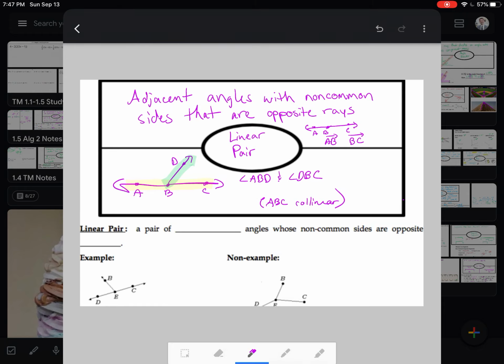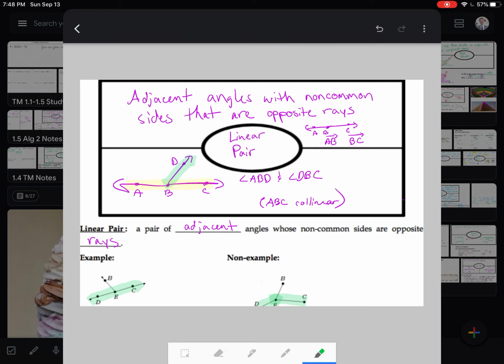We're happy. So again, a pair of adjacent angles whose non-common sides are opposite rays. So again, look for those opposite rays. Look for basically a line that joins them together. We got that here. We're happy. And again, a non-example, this is not a line, so we're not seeing our opposite rays there. So that won't work for our linear pair.